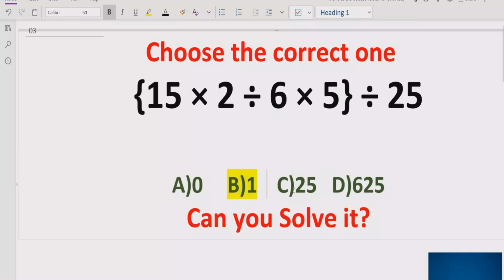I hope you understand how you can solve the given expression using the PEMDAS and BODMAS method and find the same result.